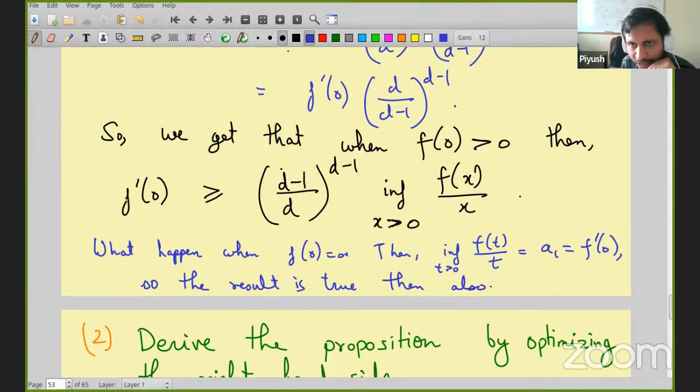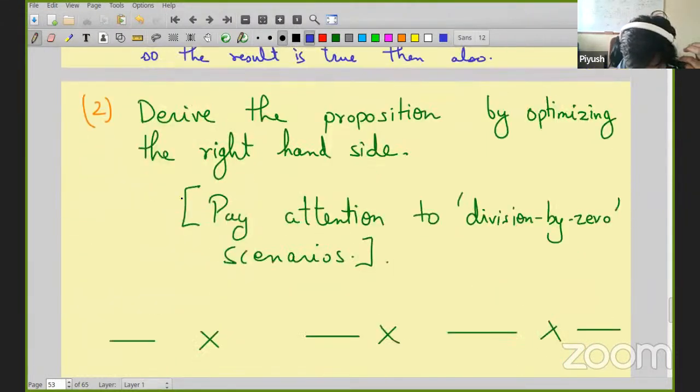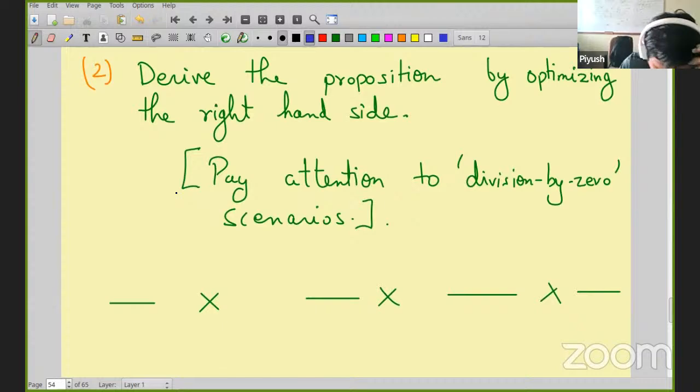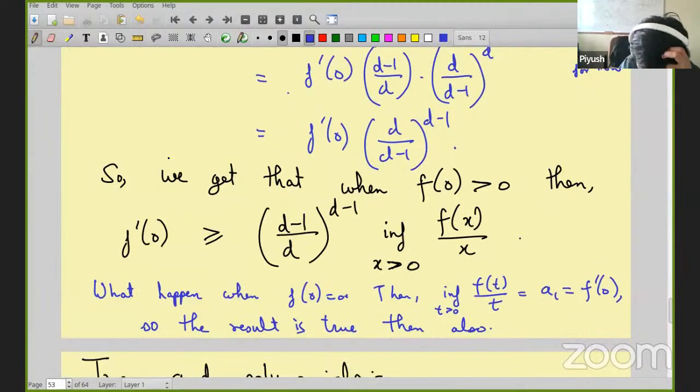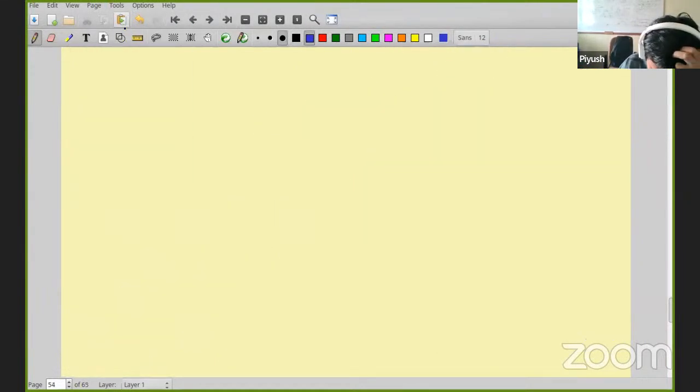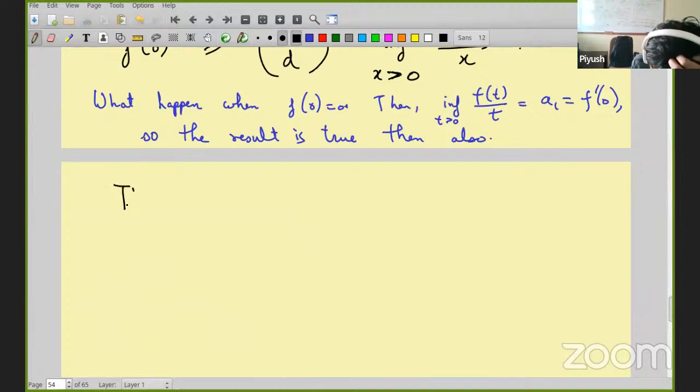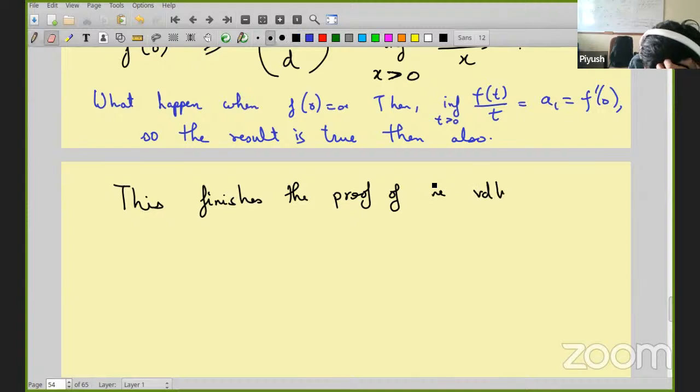Because this factor is anyway less than 1. Okay. So this finishes the proof. This finishes Gurvits's proof.